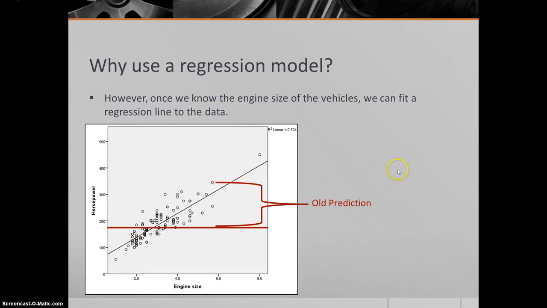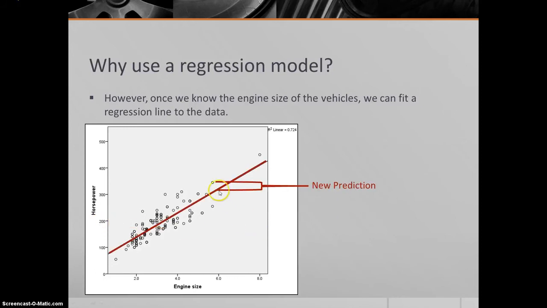So old prediction, new prediction. Old prediction, new prediction. The old prediction was based on the mean, the new prediction based on the regression line. So that's way better. It gives us more of what we call predictive power.